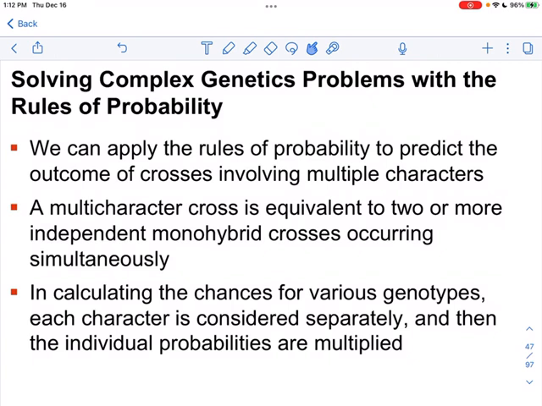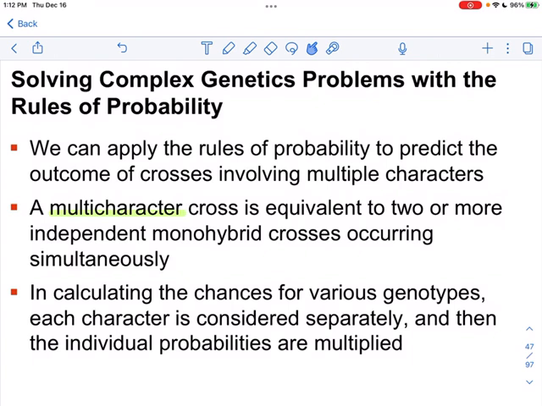Before I go to section 3, though, I just wanted to make sure that we all understand how to use our rules of probability, because you're going to have a lot of different genetic crosses, and you don't always have to use a Punnett square, especially if you're going to be working with these multi-character crosses where you're crossing 3, 4, 16 different traits. You do not want to do a Punnett square for that. You'll be working on that Punnett square all day.